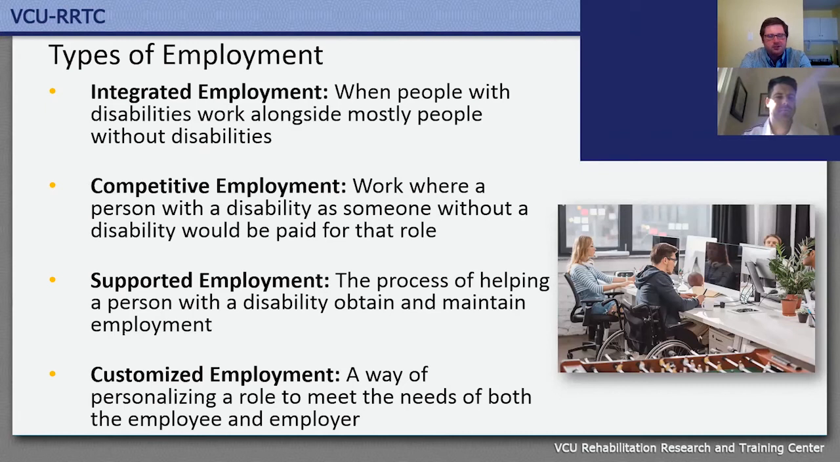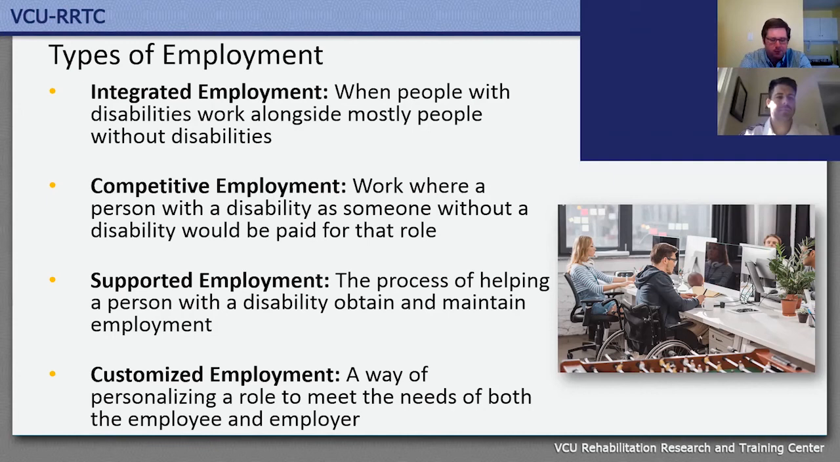Next, we're going to talk about different types of employment. Integrated employment is when people with disabilities work alongside people without disabilities. This differs from environments that are made specifically for people with disabilities. Next is competitive employment, which describes work where someone with a disability is paid the same amount as someone without a disability. This is essential in assuring that people with disabilities are given the same opportunities as anyone else.